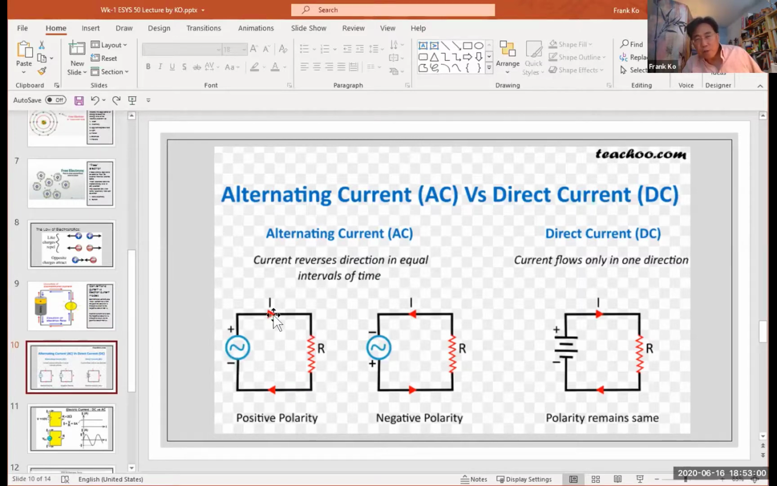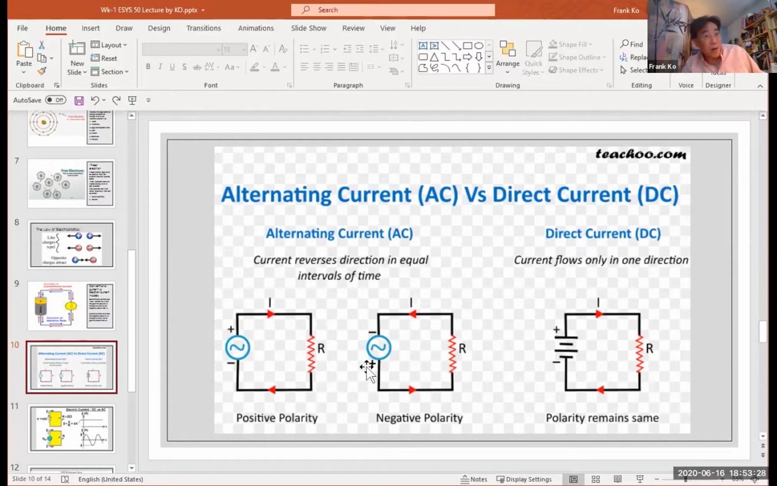Is conventional current in the far left-hand drawing flowing clockwise or counterclockwise? CW or CCW? Which way is conventional current flowing in this diagram? Clockwise. This would be described as clockwise, yes.